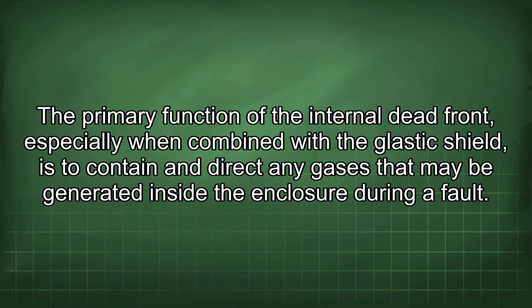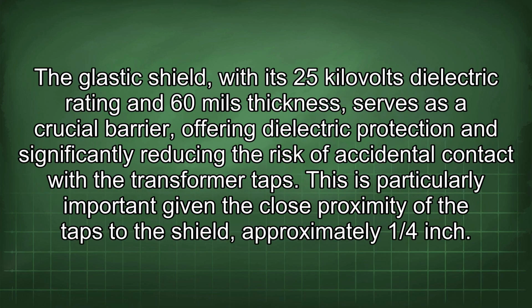The primary function of the internal dead front, especially when combined with the glastic shield, is to contain and direct any gases that may be generated inside the enclosure during a fault. The glastic shield, with its 25 kV dielectric rating and 60 mm thickness, serves as a crucial barrier, offering dielectric protection and significantly reducing the risk of accidental contact with the transformer taps. This is particularly important given the close proximity of the taps to the shield, approximately 1/4 inch.